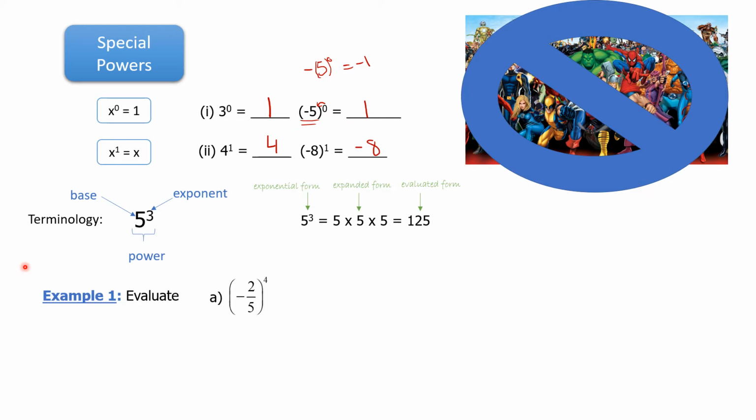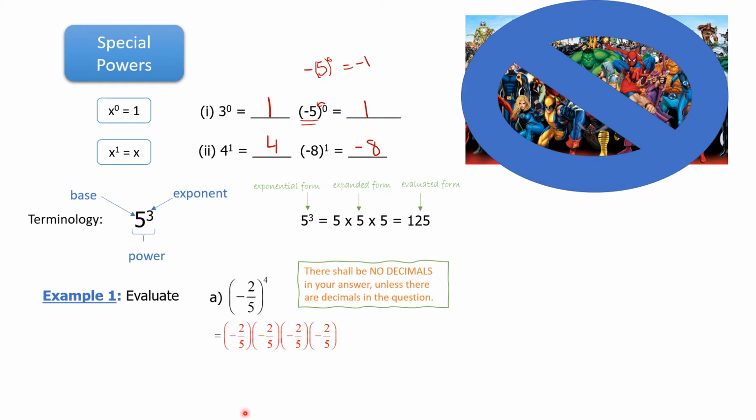So here's our example 1. Evaluate. Negative 2/5 to the power of 4. So I'm writing it out 4 times, and I'm putting in red just to show what's different. Remember, every line begins with an equal sign. So the power of 4 is touching the bracket, so the whole bracket set gets written out 4 times.